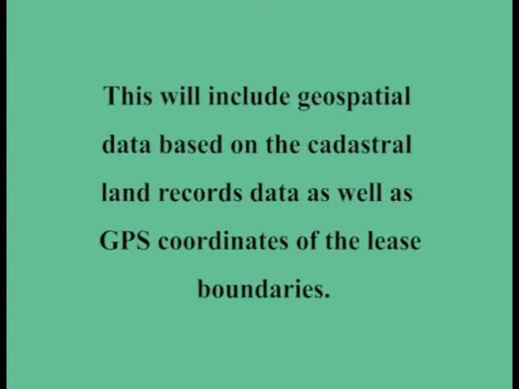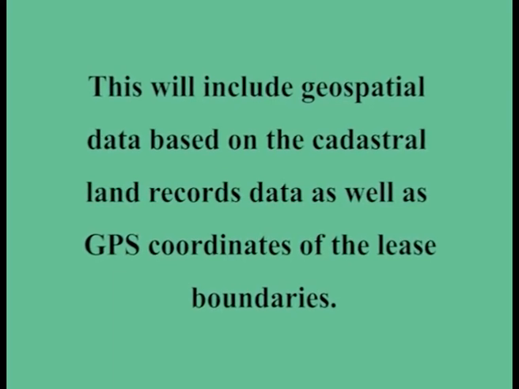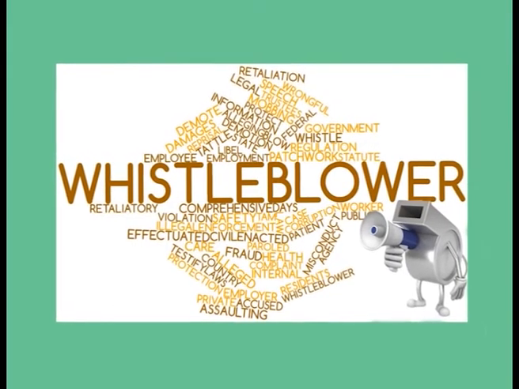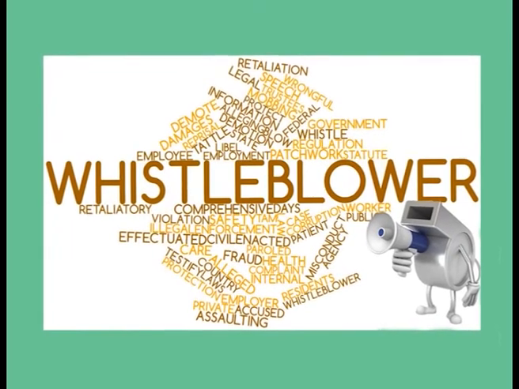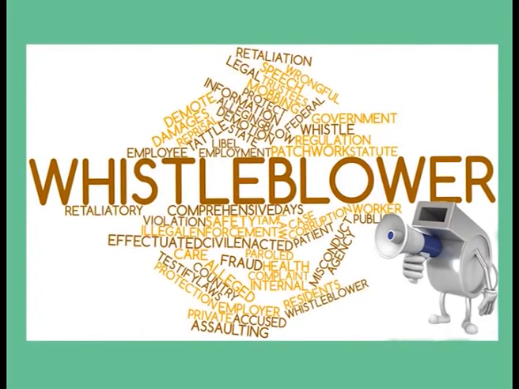Data relating to grant of concessions will be placed on the official website. This will include geospatial data based on the cadastral land records data as well as GPS coordinates of the lease boundaries. Since the minimum area for a lease will be 10 hectares, it will be feasible to do GPS in areas not fully delineated in cadastral maps, being forest areas, etc. Whistleblowing on illegal mining is recognized under the draft MMDR bill, and state cess can be used to reward whistleblowers.